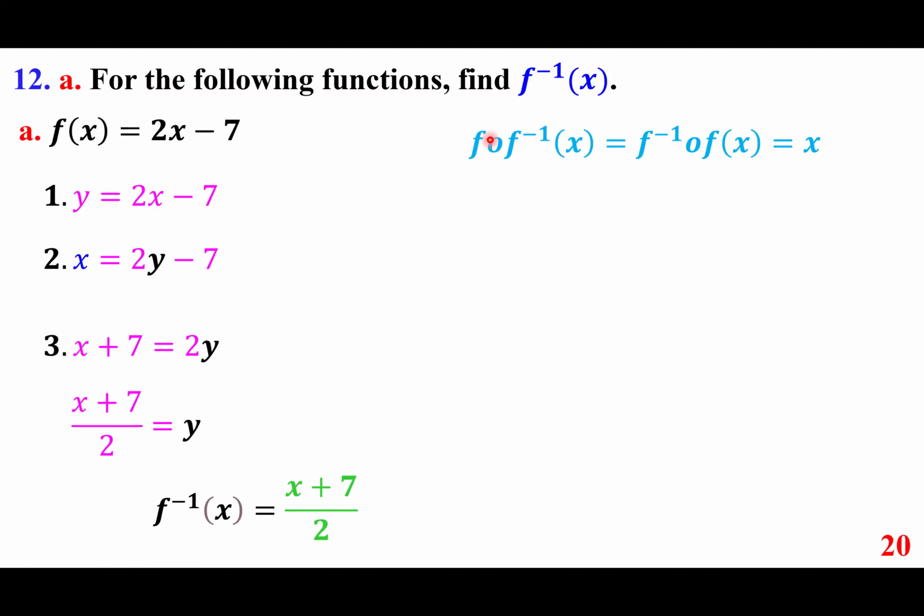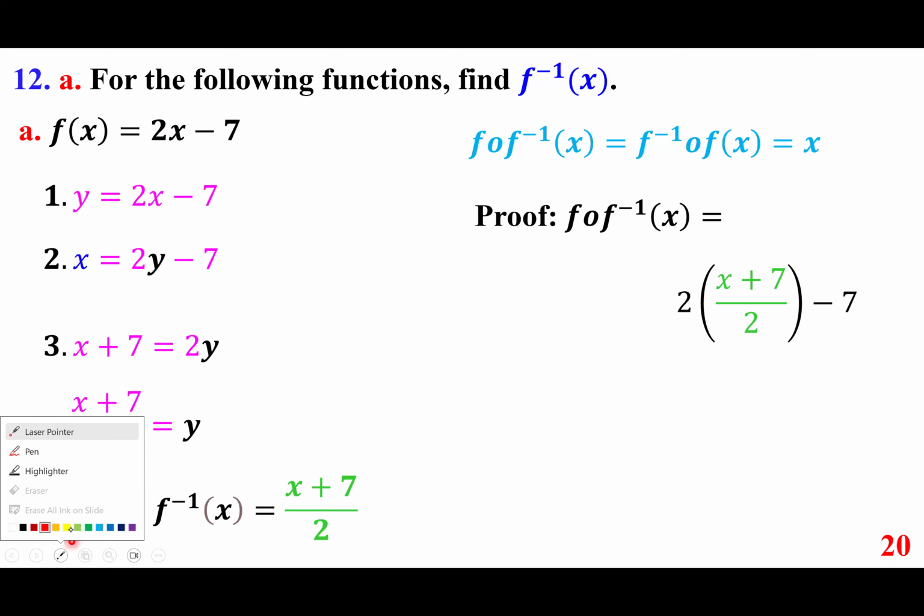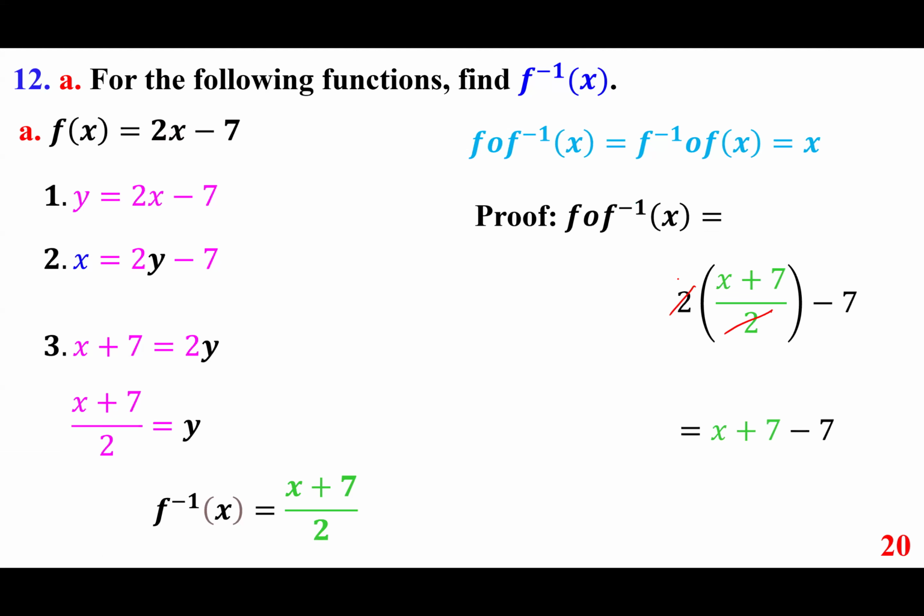If you want to go with f of f inverse, that means go to the f of x, this one, and replace the x with f inverse. So 2 times, x is replaced with f inverse, which is x plus 7 over 2. These two cancel each other. X plus 7 minus 7. These two cancel each other, equals x, and it checks.